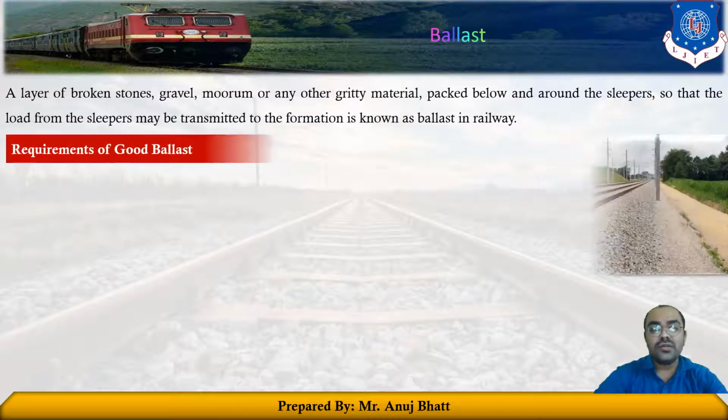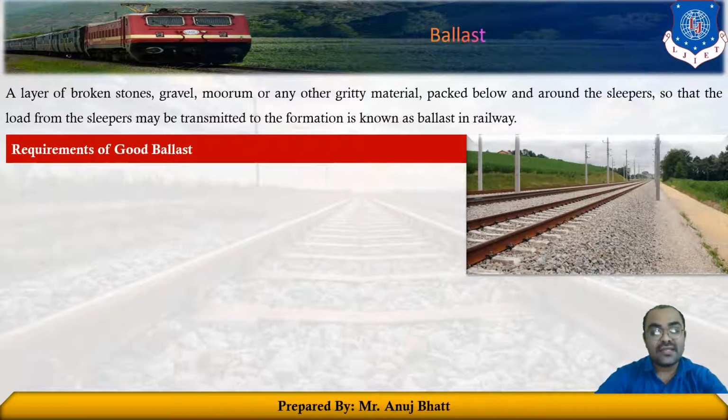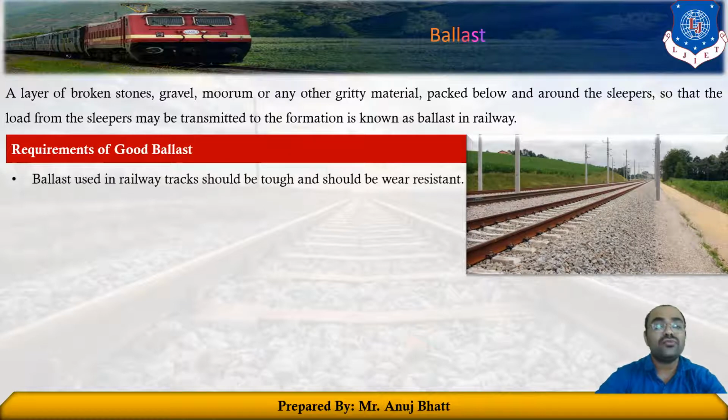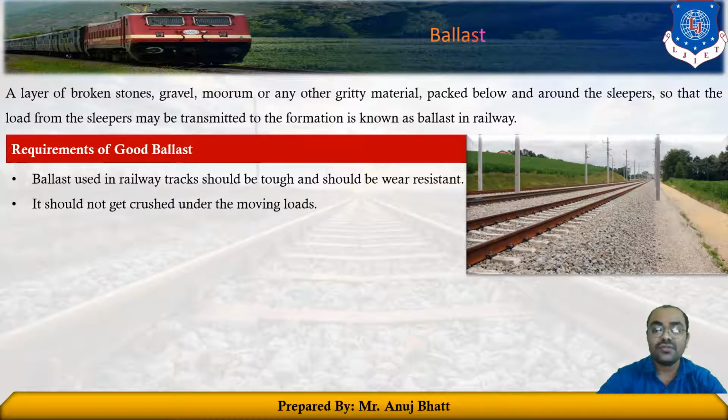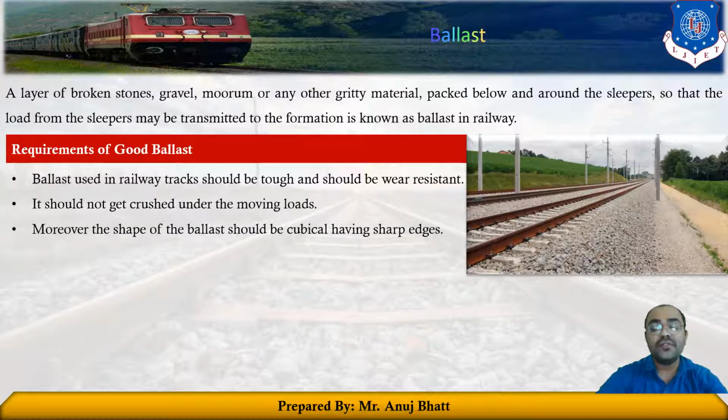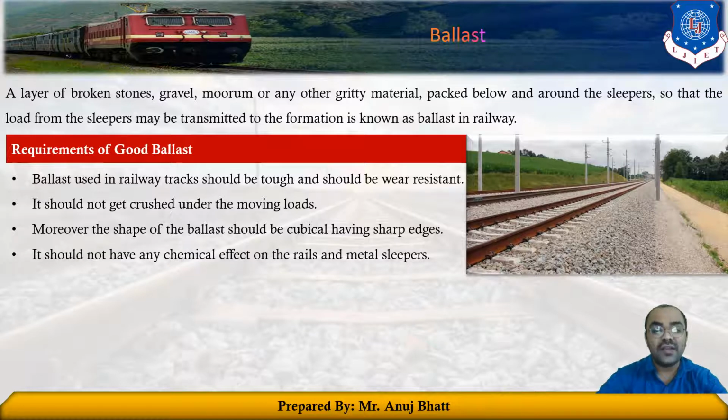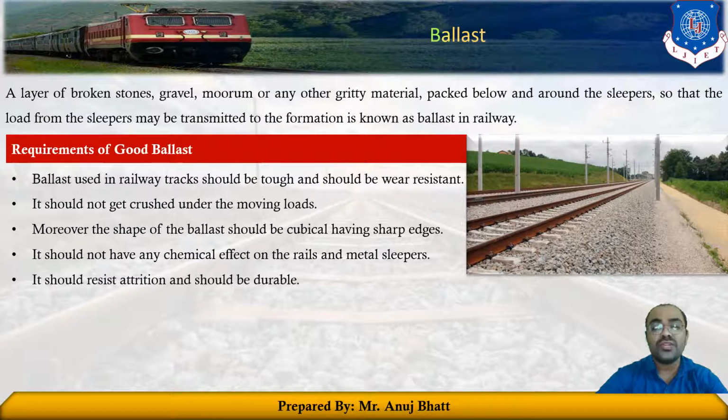While talking about the requirements of good ballast, the ballast used in the railway track should be tough, and it should be wear and tear resistant. The ballast should not get crushed under moving loads or heavy traffic loads. The shape of the ballast should be cubical, having sharp edges. It should not have any chemical effects on the rails and metal sleepers. It should also resist attrition, and it should be sufficiently durable.